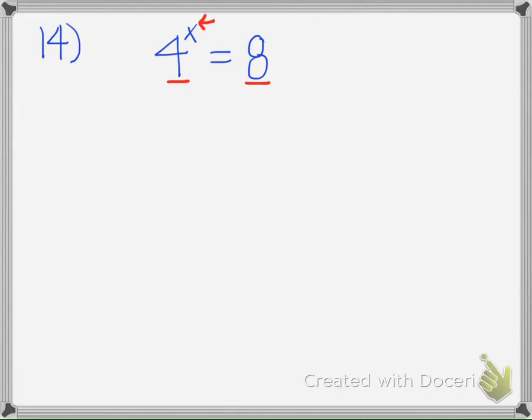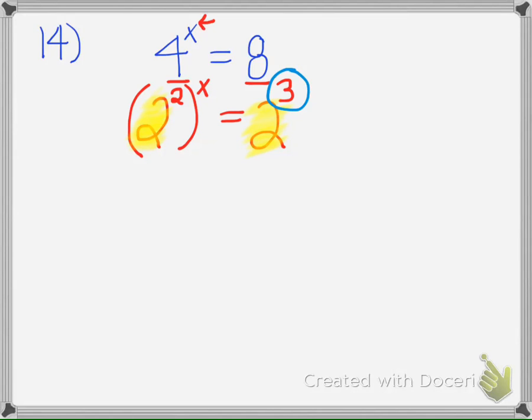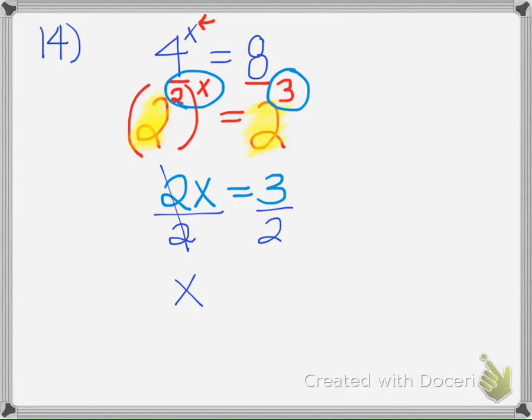So in other words, if I change 4 to 2 to the second power, 2 to the second power is 4. I haven't changed anything. And 8 is the same thing as 2 to the third. Again, I have not changed anything. That's 8. So this is the same, and this is the same. So we want to know, when will these be the same? So we're going to take 2x, set it equal to 3, and solve. We get x equals 3 halves, which is the same thing as 1.5.